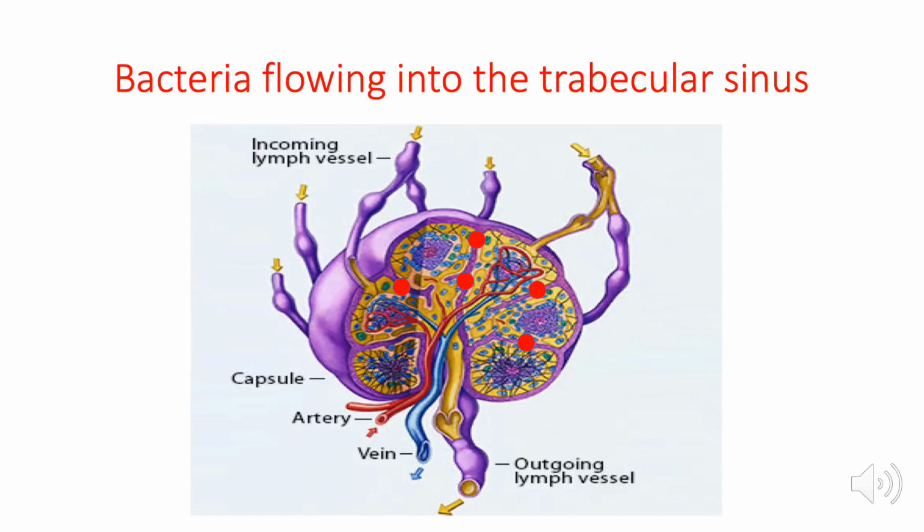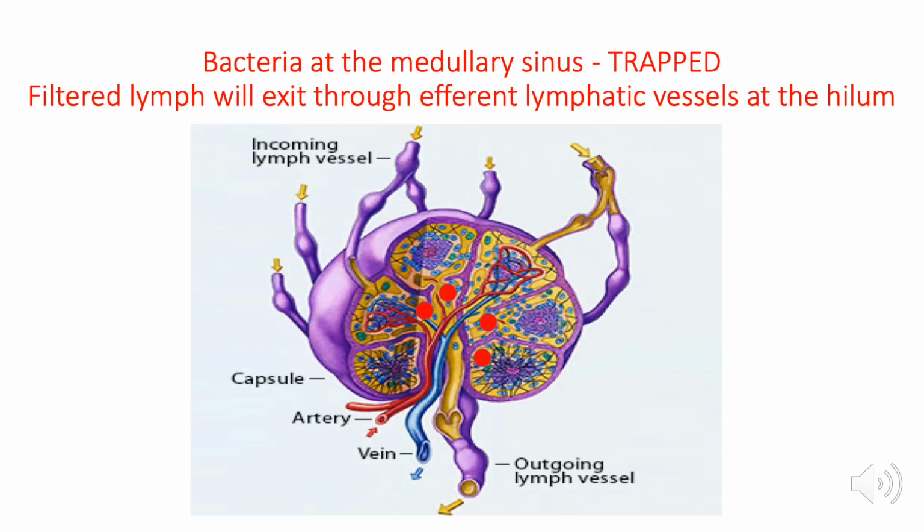Along the trabecular sinuses, the microorganism will go down to the deep cortex, and you have the T cells. And T cells also cannot recognize these microorganisms and antigens. It is only when the microorganisms and antigens reach the medulla that they will be captured and phagocytosed by the macrophages there. So, understanding the flow of lymph into the lymph node, you will really appreciate that the lymph will go out of the afferent lymphatic vessels microbe-free or antigen-free.